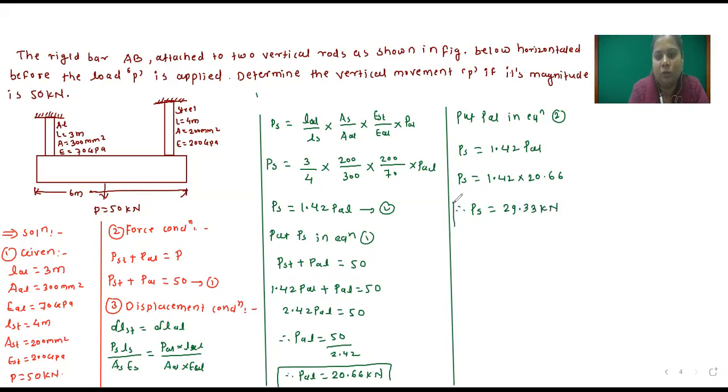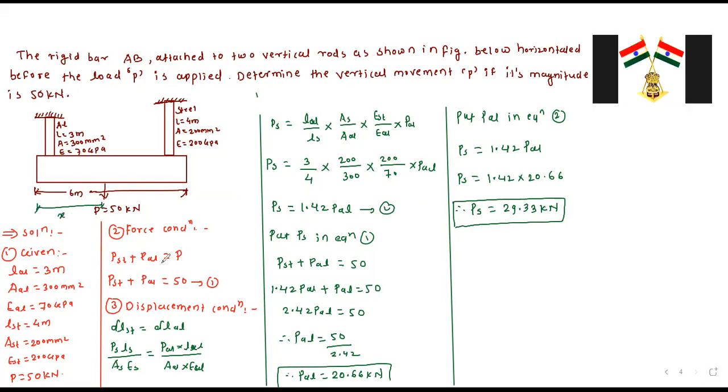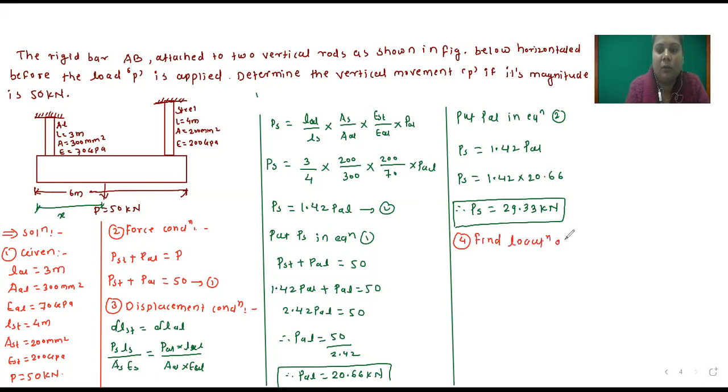33 kilonewton. So this is the load taken by the steel rod. Now we have to find out the location of this load, that is, where this load is applied. For finding this, we will draw a free body diagram to find the location of P.